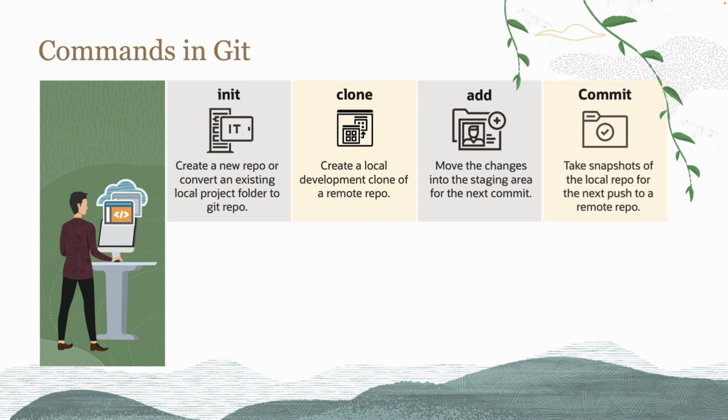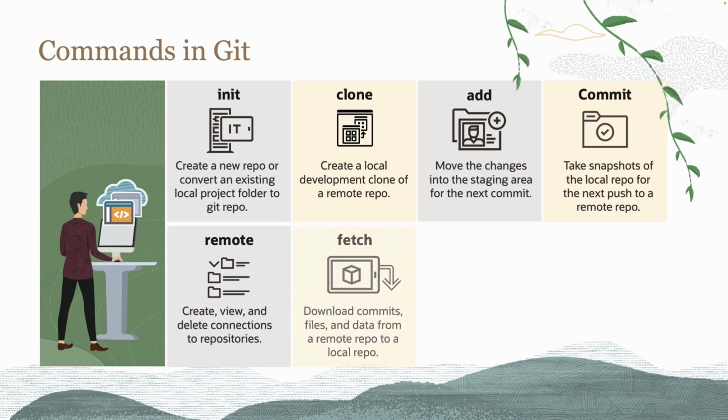Git commit makes a snapshot of the staged files. This creates a new version of the code that is ready to be pushed to the remote repo. Git remote has a number of uses. It can create, view, or delete connections between local repos and remote repos. Git fetch downloads commits, files, and data from the remote repo onto your local repo. Git push will upload local commits to the remote repo.